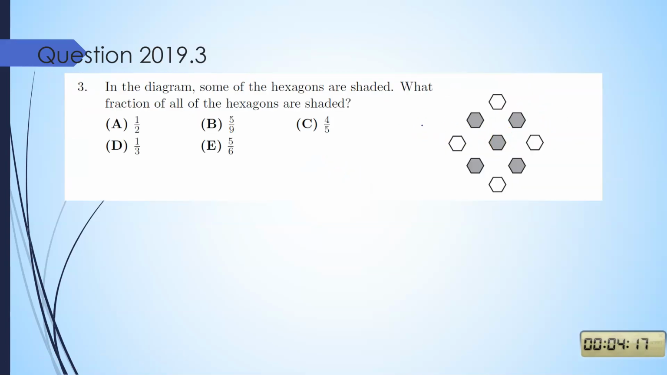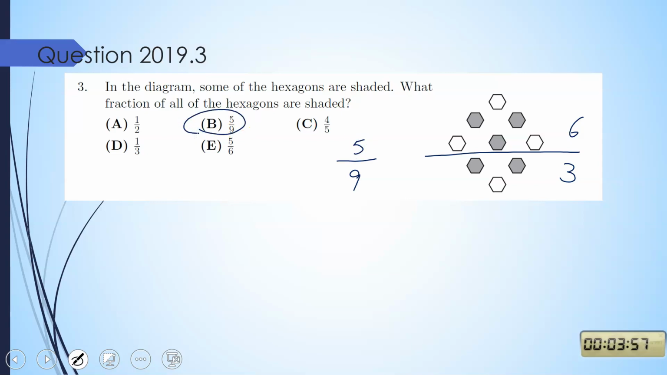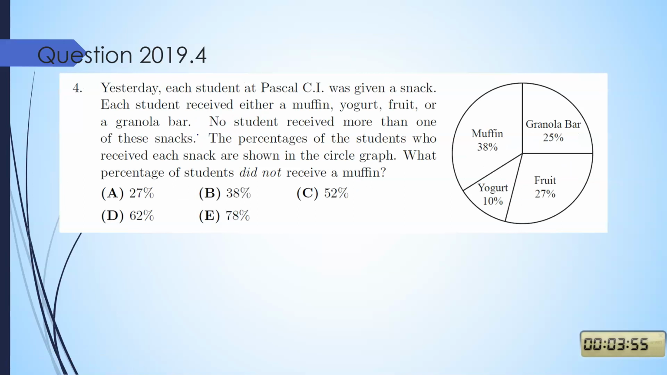Question number 3. In the diagram, some of the hexagons are shaded. Let's draw a line for easy counting. 6 hexagons above it and 3 below it. Altogether, we have 9 hexagons. And what fraction of all the hexagons are shaded? We have 5 shaded hexagons. So the answer is B, 5 over 9.